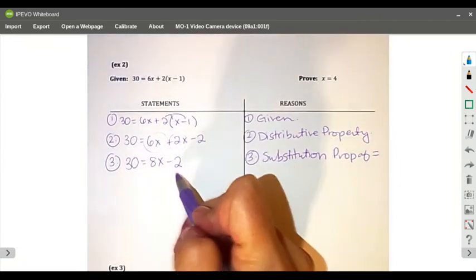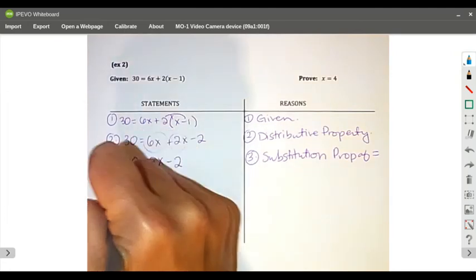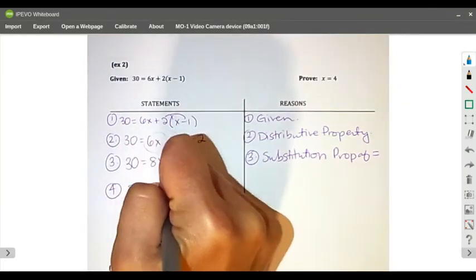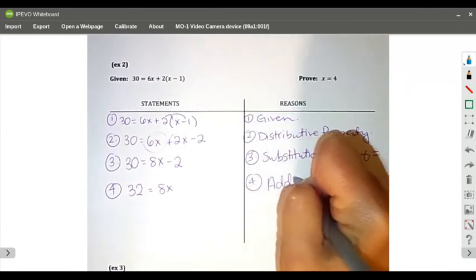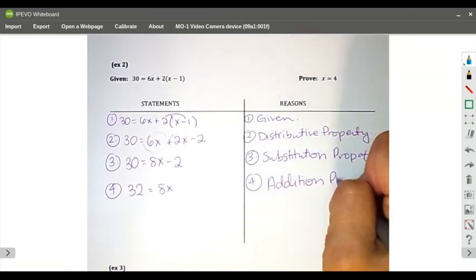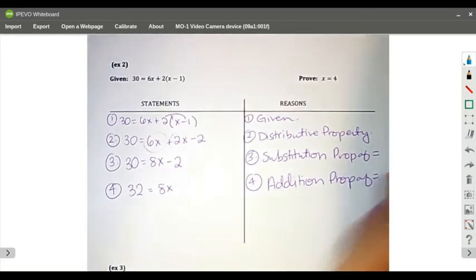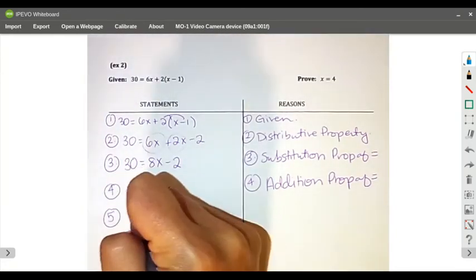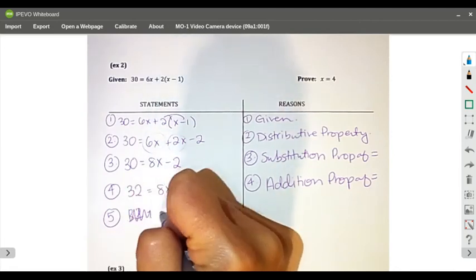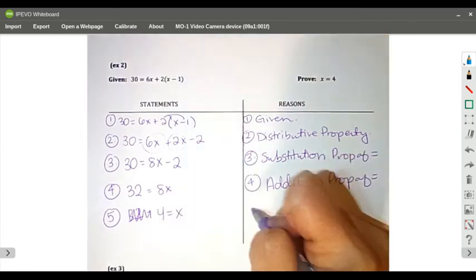Okay, next thing we would do is add 2 to both sides, right? So this is going to be 32 equals 8x, and we added 2 to both sides. So this is when it would be addition property of equality. Lastly, we would divide. Well, actually, not lastly. Whoops. So if I divide by 8, I'm going to get 4 equals x.